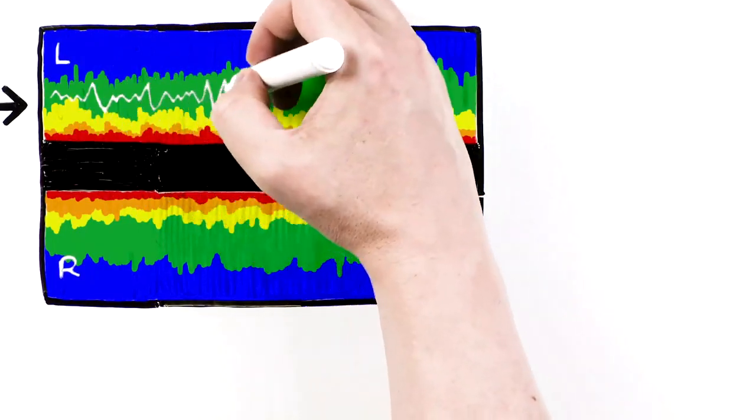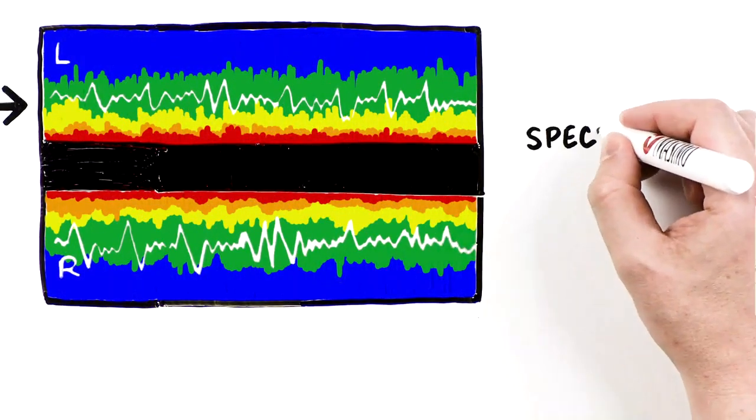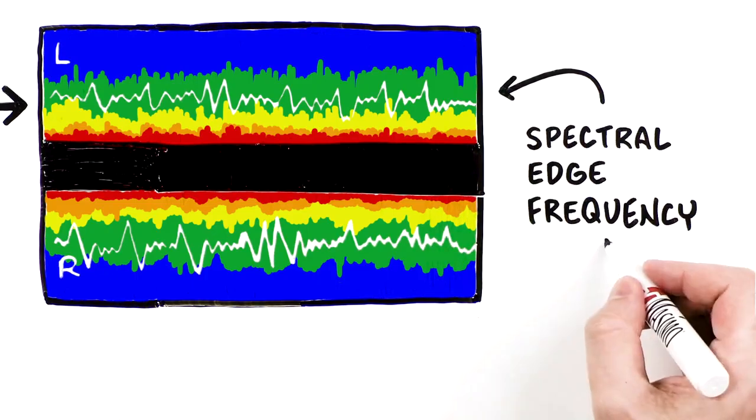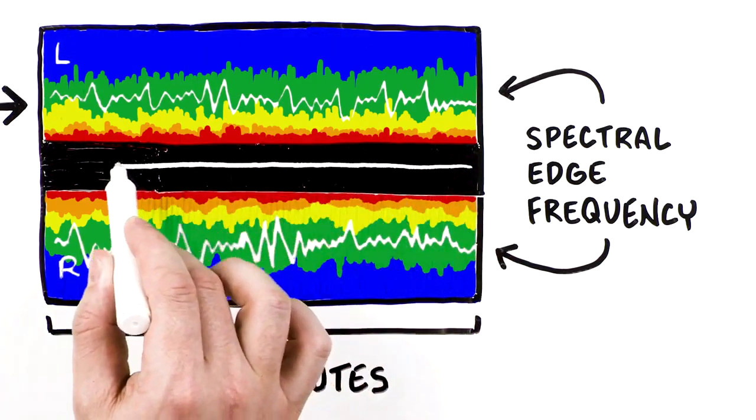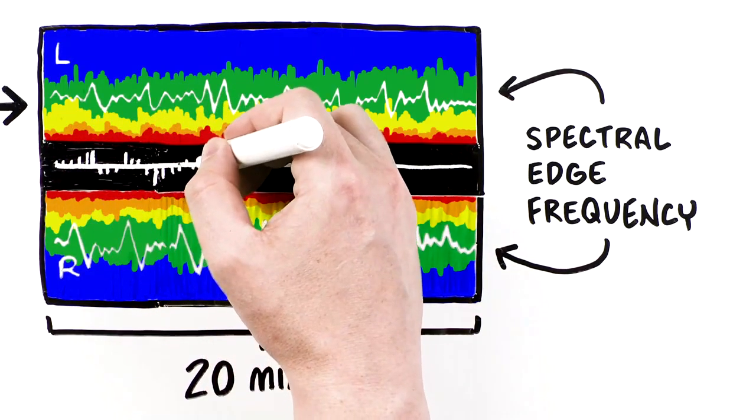By calculating where the power is in the EEG, SedLine can display the spectral edge frequency, the level at which 95% of the power exists, and plot it as a white line on the DSA. The resulting display provides a power and frequency analysis over a 20-minute period, a density spectral array.